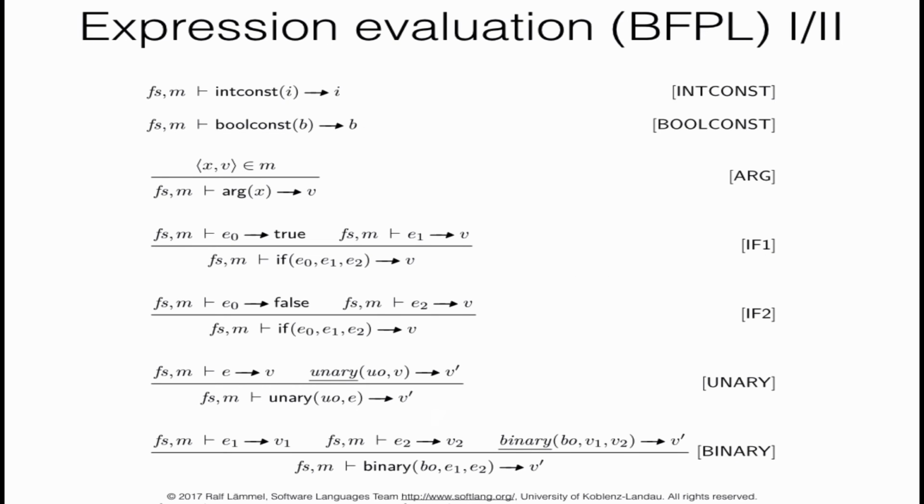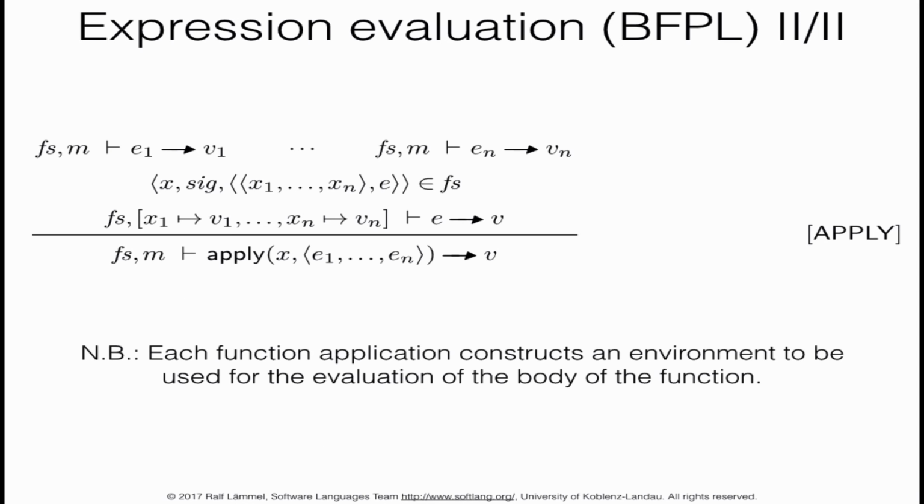So here's the first part of the judgment for expression evaluation. We only left out the semantics of function application. So again, like constants, just evaluate to themselves. When we encounter the argument of a function, we just look it up from the context, from the environment. There are two rules again for ifs and else, pretty much like we have seen it before. And there are also two rules for unary and binary expressions. The function application is defined here.